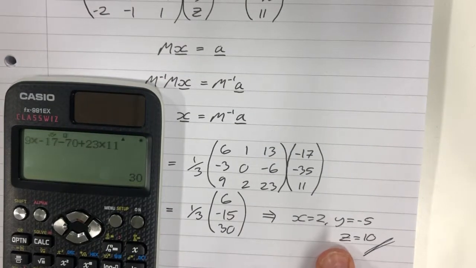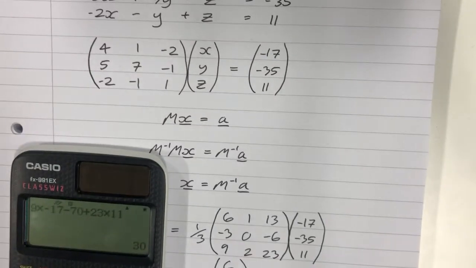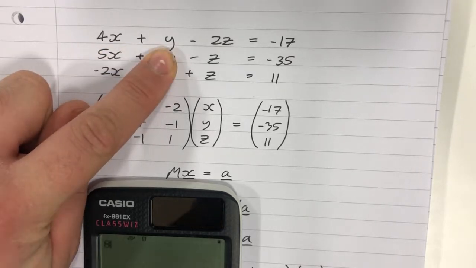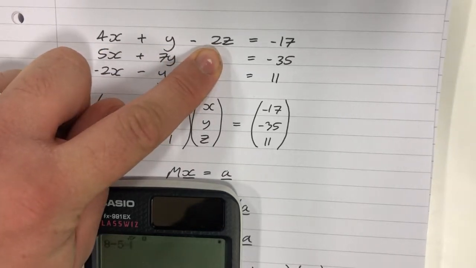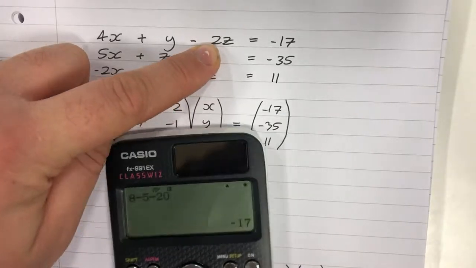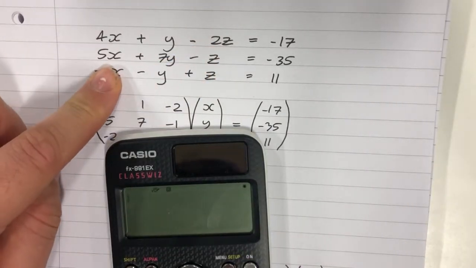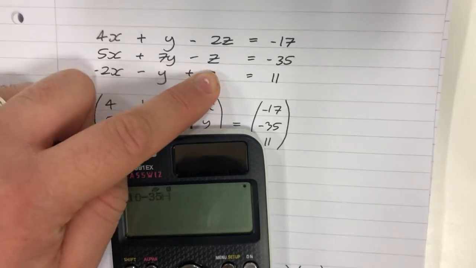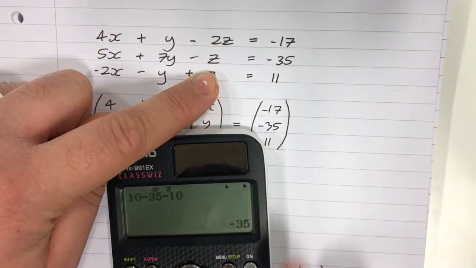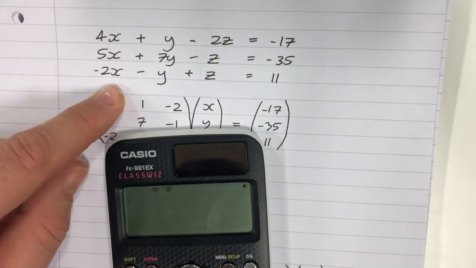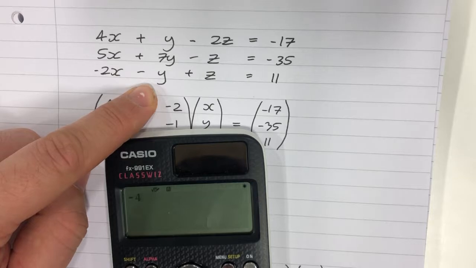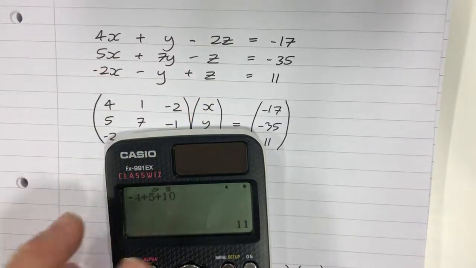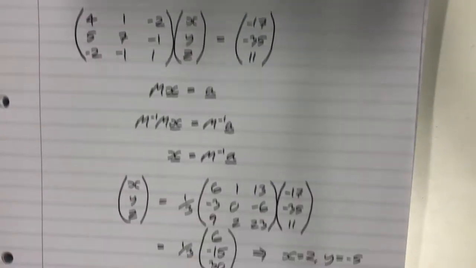And what you should always do with solutions to equations is just check that they work. So x was 2, so it's going to be 8, minus 5, minus 20 is minus 17, so that works. x was 2, so that's 10. y was minus 5, so it's minus 35. And then z was 10, again minus 35, so it works. And then finally, minus 4, minus 5 is plus 5, and then plus 10 is 11. So those numbers work with the equations, so they are correct.